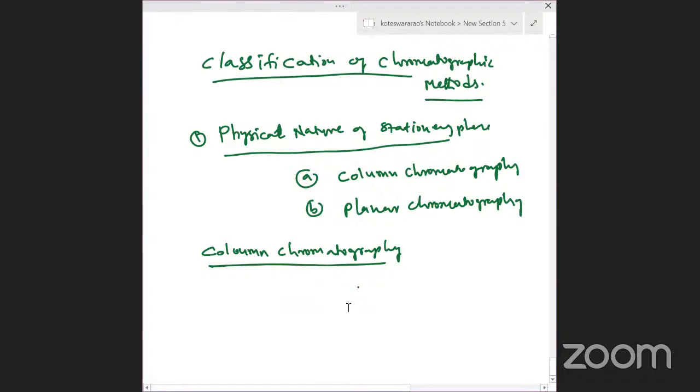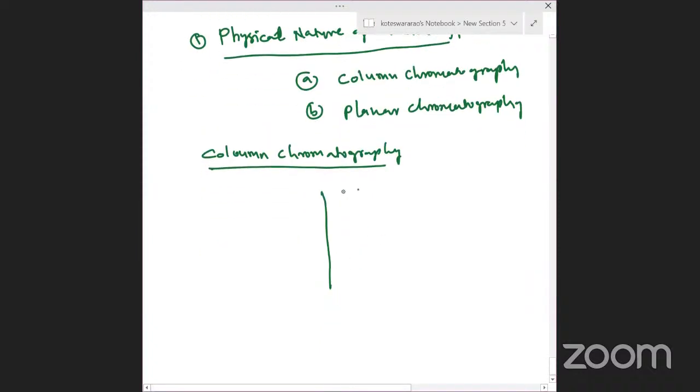In column chromatography, that means a long, narrow glass or metal tube, just like a pipe. That pipe may be a metal pipe or a glass pipe. It will be filled with a stationary phase, which will be a solid.